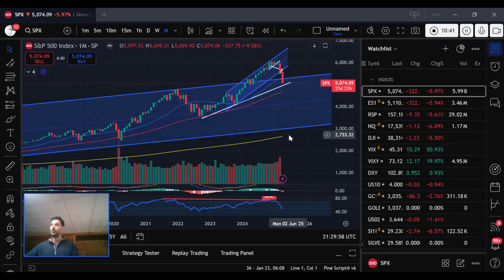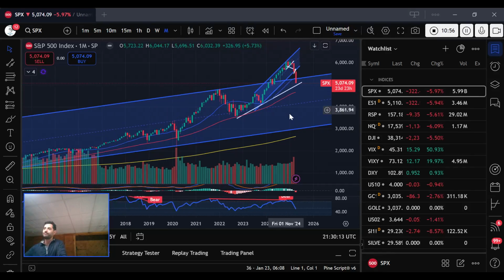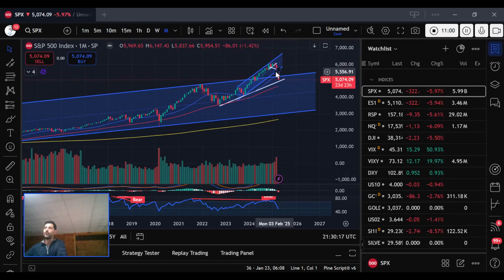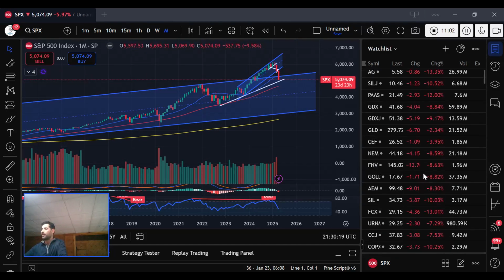below 3,000. If things get really, really bad, if Trump sticks with the tariffs and the retaliation war continues from other countries, then this market's going to go much, much, much lower. But I guess it's just a wait and see what really happens, guys. All right, so enough about that.